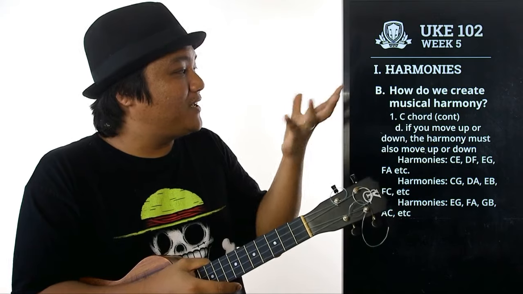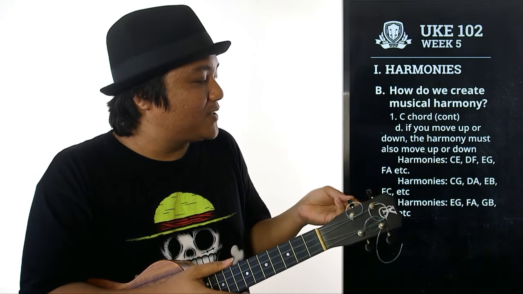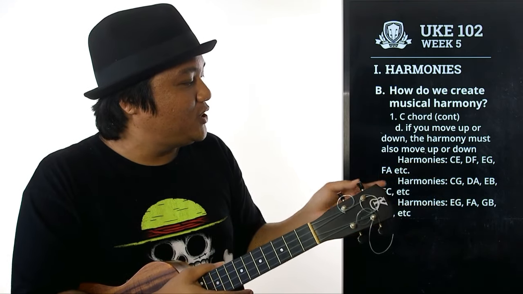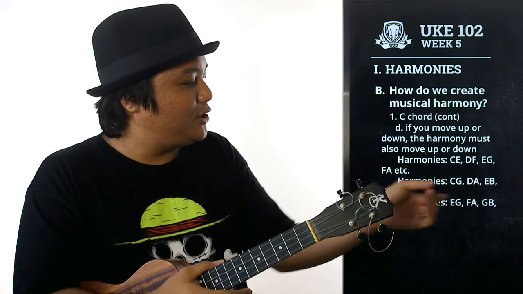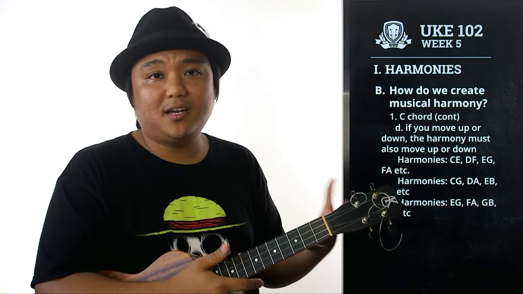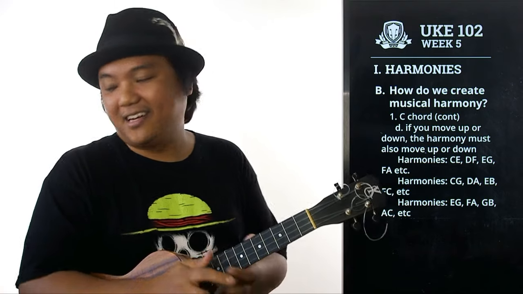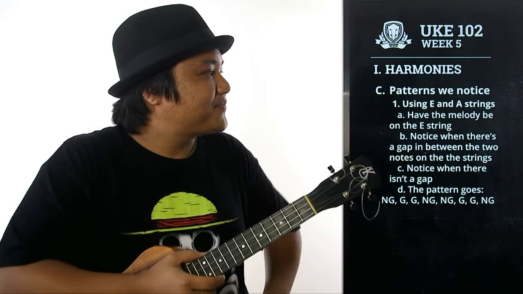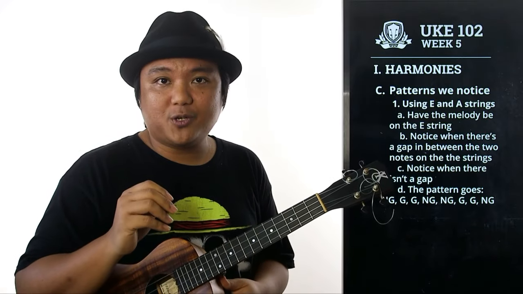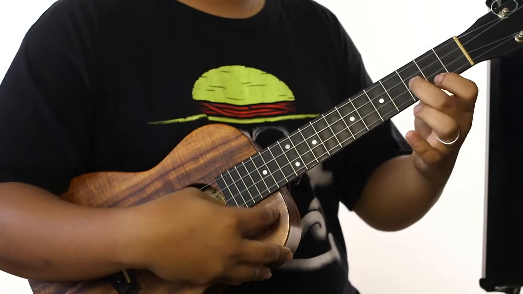How do we create musical harmony? With a C chord, if you move up or down, the harmony must also move up or down. And we did just that. Harmony C, E, D, F, E, G, F, A, C, G, D, A, E, B, F, C, E, G, F, A, G, B, A, C, so on and so forth. Okay, we already went over all that stuff. This is just to show you folks what we did. So if we're using the E and A strings to create harmony, I showed you folks earlier, it will be there.